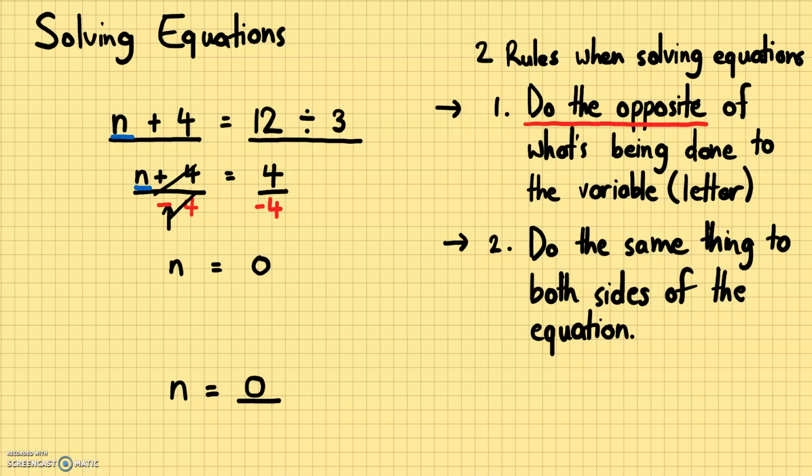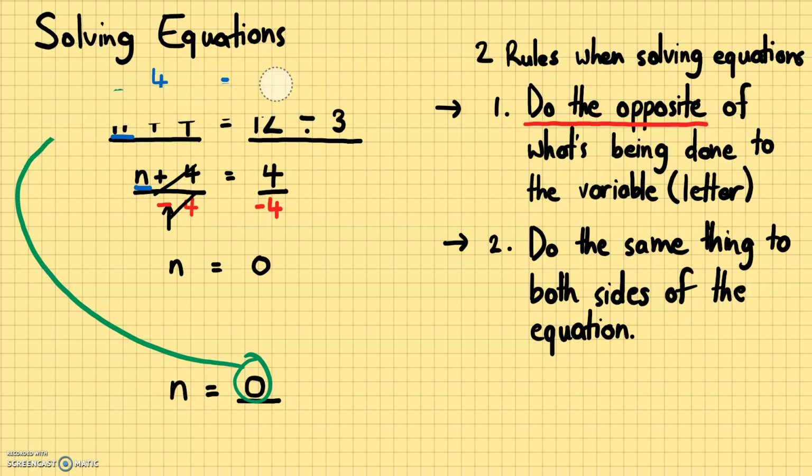Okay, and then again, you can check this by putting 0 for n into the original question. If you put 0 in for n, we get 0 plus 4 on this side. What is 0 plus 4? That is 4. On this side, we get 12 divided by 3, which is also 4. And are these two equal to each other? Yes, they are equal to each other. So we can see that we've done our question correctly.